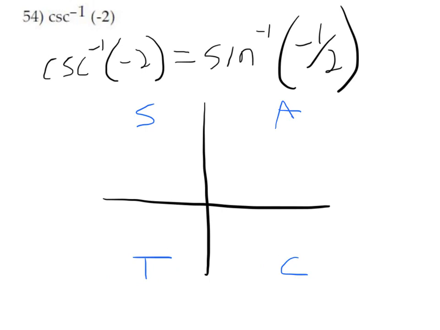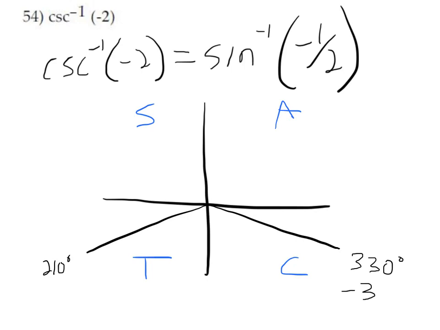-1/2 has a 30-degree reference angle. So drawing a 30-degree reference angle, 180 and 30 is 210, and this would be 330. But this one could also be -30, depending on which direction you move. If you go around this way, it's 330. If you just go back, it's negative 30.